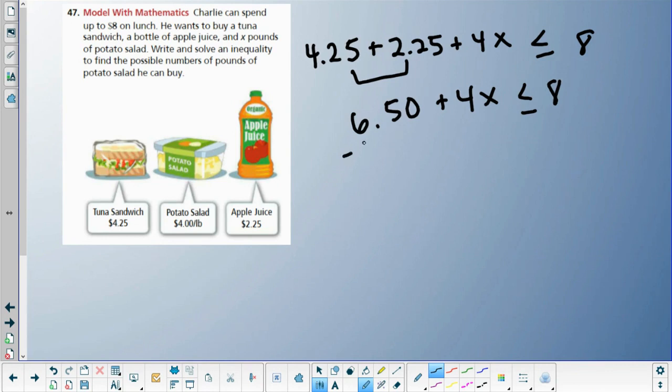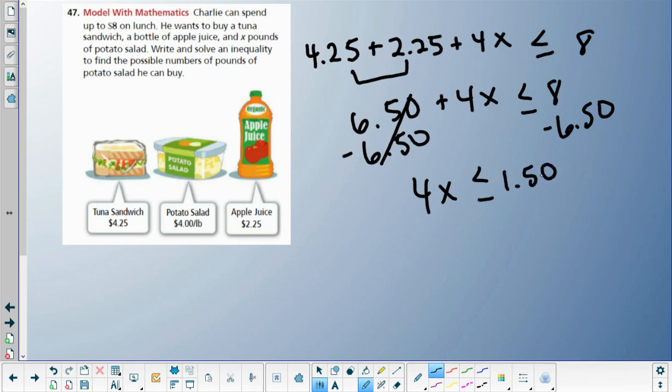Okay, we are going to subtract 6.50 from both sides. I know some of you can do this in your head, that's fine, but I always write it out just to make sure that I'm right. So $8 minus 6.50 is 2.50. Sorry, 1.50, and then we're going to divide that by 4. So this would be $1.50. When we divide it by 4, we get x is less than or equal to 0.375.